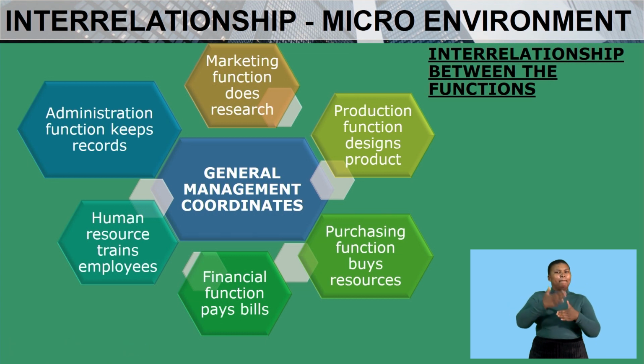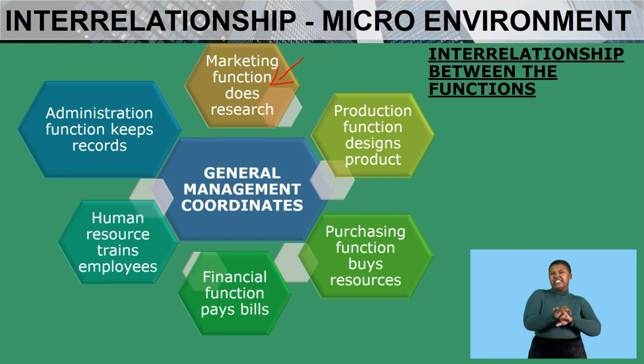Now, when we look at the interrelationship between the business functions, we will see that the business functions are quite dependent on each other. For example, if we want to launch a new product, then first the marketing function has to do some market research. In this market research, they will find out the needs and wants of the consumers. This information will then be relayed to the production function, and the production function will use this information to design a prototype or a specific product.